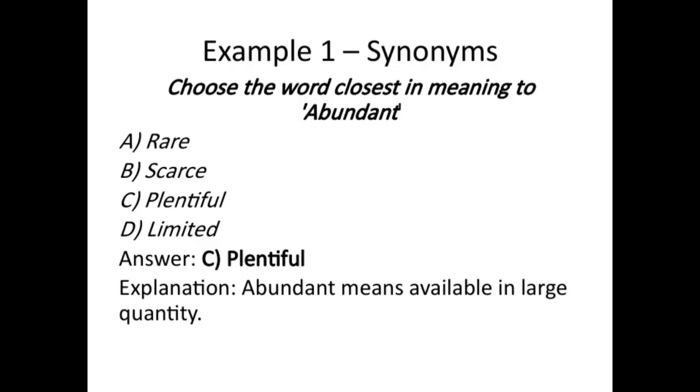Today, we will explore some important vocabulary concepts. Our first slide introduces a keyword, abundant. We'll look at words that are closest in meaning to it. For example, the options are rare, scarce, plentiful, and limited. And the correct answer is plentiful. It means available in large quantity. So, let's keep that idea in mind as we move forward.